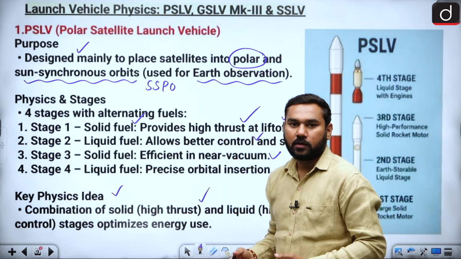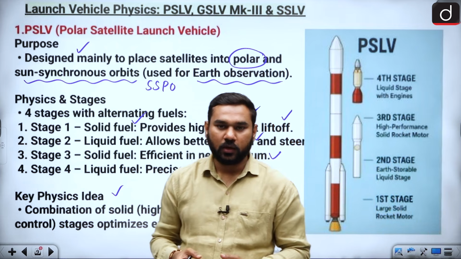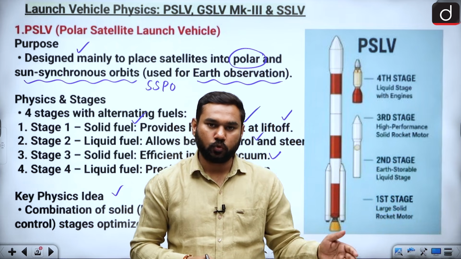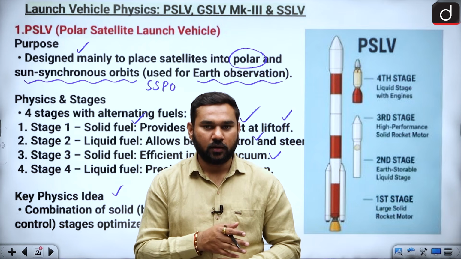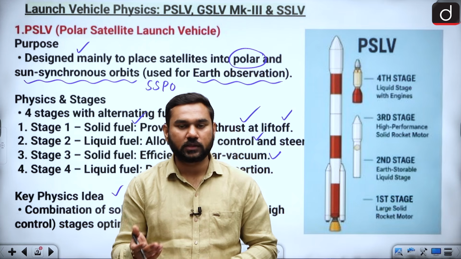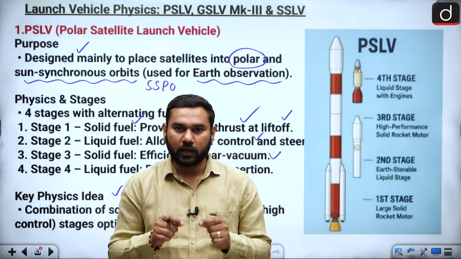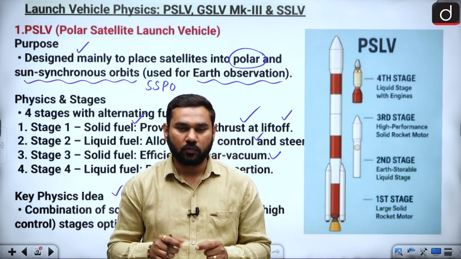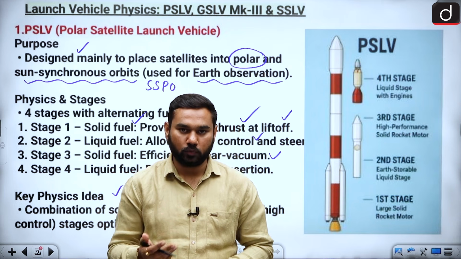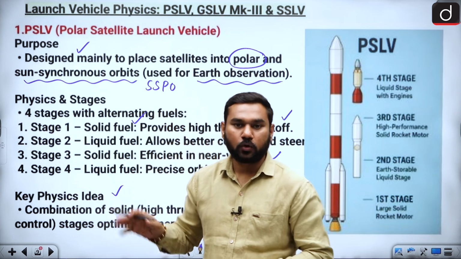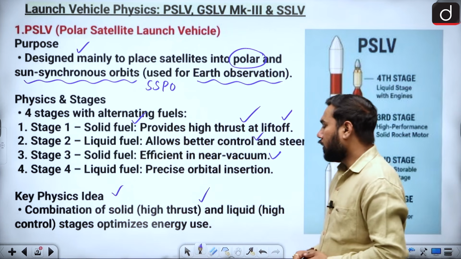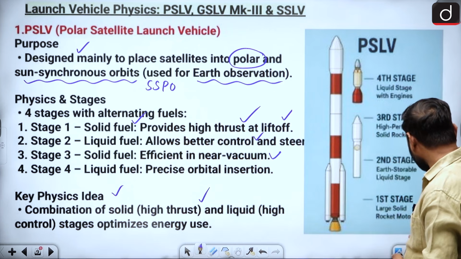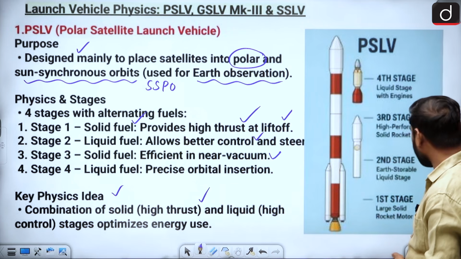And you know that PSLV has a very good success ratio. If we skip the nearly 2 flights, around 60 plus flights have happened and only 3 were unsuccessful. More than 90% success ratio with PSLV, which is the best in the world. And that's why ISRO calls it the workhorse of ISRO, with a very high success ratio.